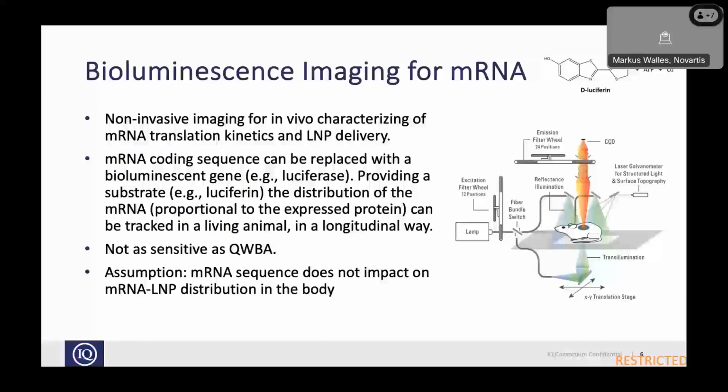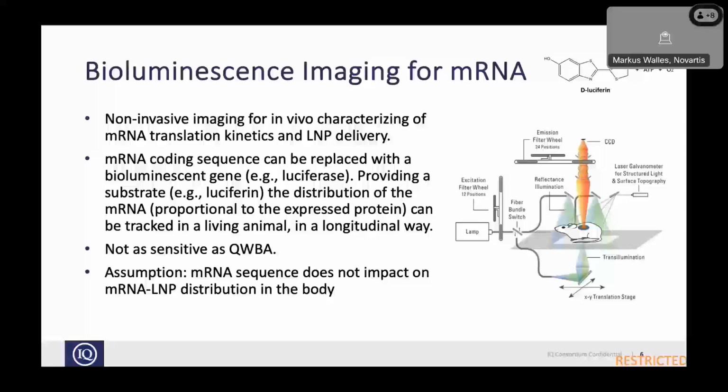So one of the emerging techniques that can enable the visualization of the transgene encoded by an LNP-encapsulated mRNA is bioluminescence imaging. Typically, the mRNA sequence should encode a bioluminescent gene, such as a luciferase, which is administered to the animal, and in the presence of the substrate for this luciferase, like luciferin, a bioluminescent signal can be generated and observed in different parts of the animal.